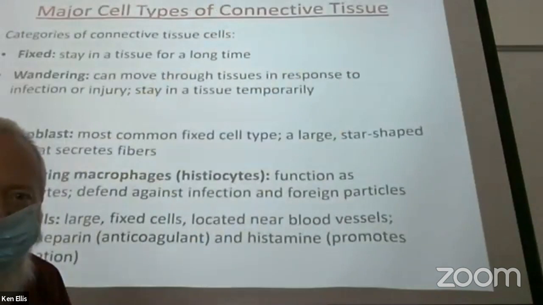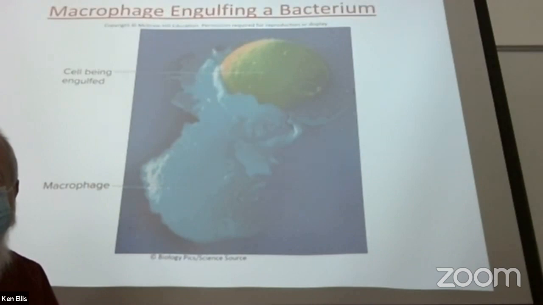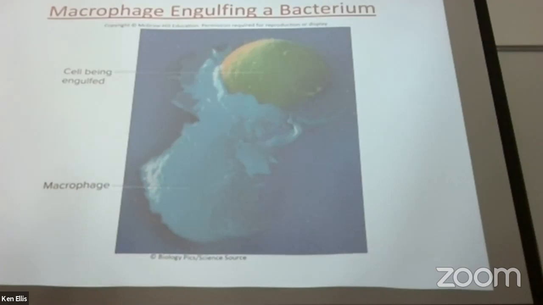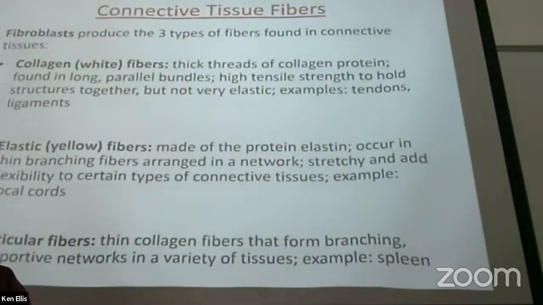Here's this one right here. He is a fibroblast. He's the one that makes fibers. Here's a guy right here, the macrophage engulfing a bacterium. That's the green tie guy at the top. This one here is a mast cell. And now let's take it to connective tissue fibers.